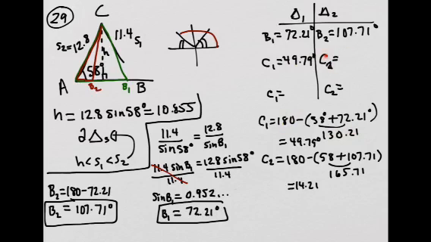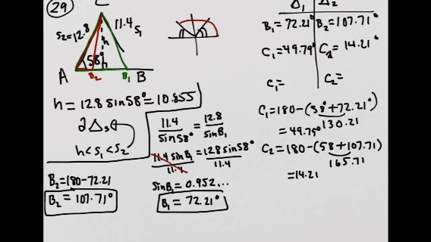To get angle C2, you do the same thing. You take 180 minus the sum of 58, which is over here on this side, and then B2, which is 107.71. So you add those together, you get 165.71, subtract it from 180, and you get 14.21. So I'm going to put that here. So now all we're missing are the two sides for the two triangles. The third side for both the green triangle and the red triangle. So let me just set it up, move this up a little bit.